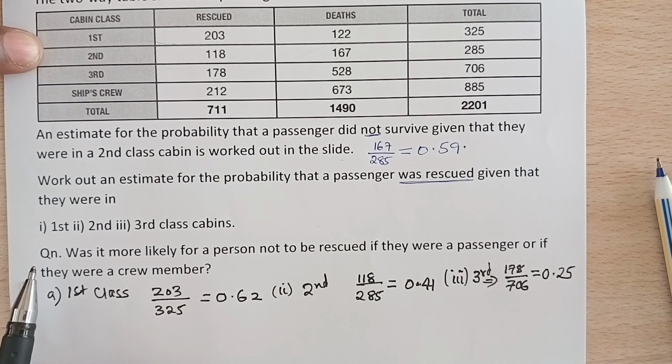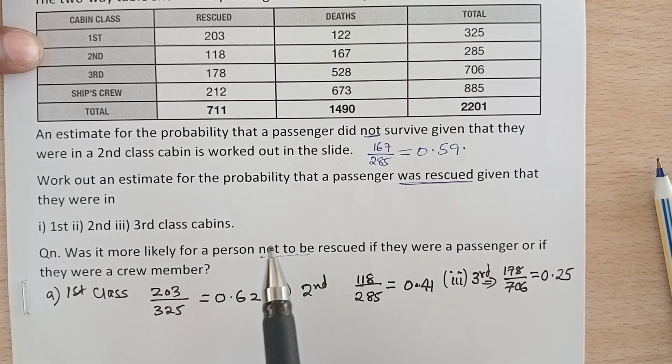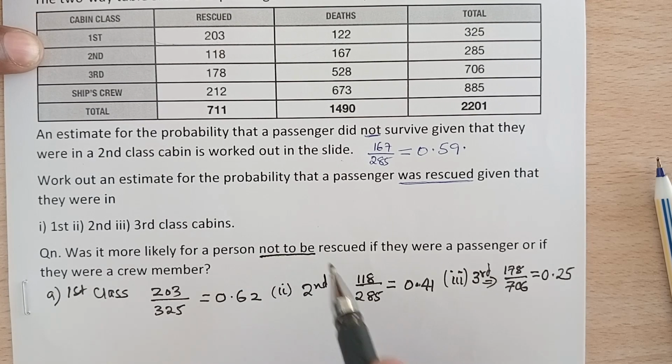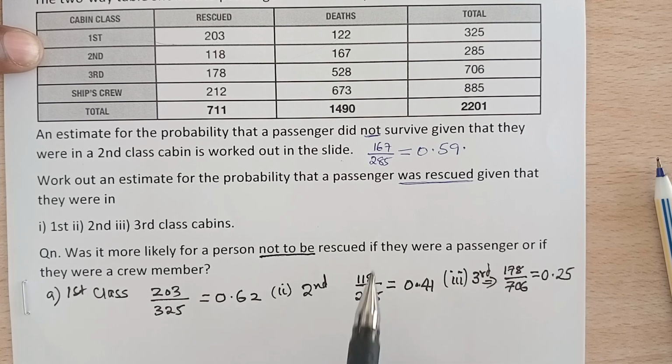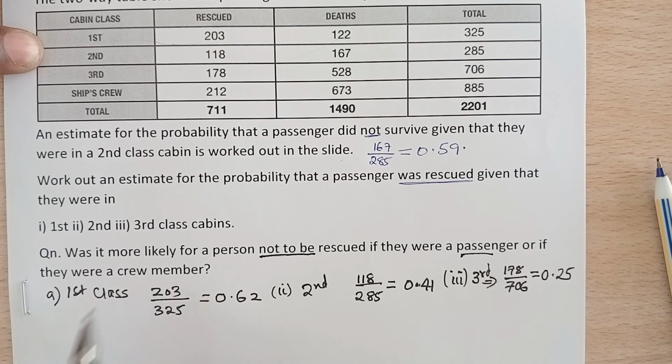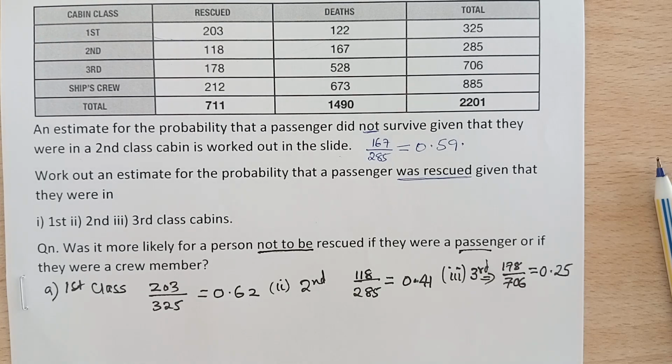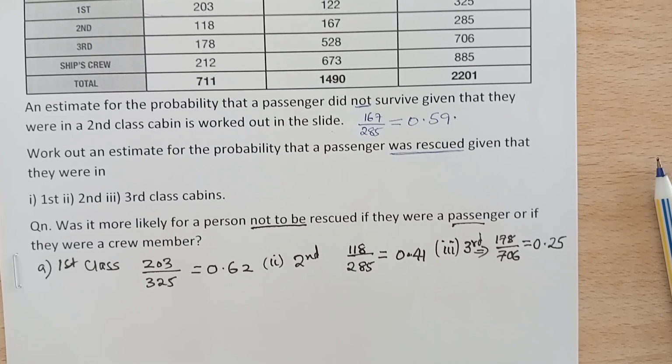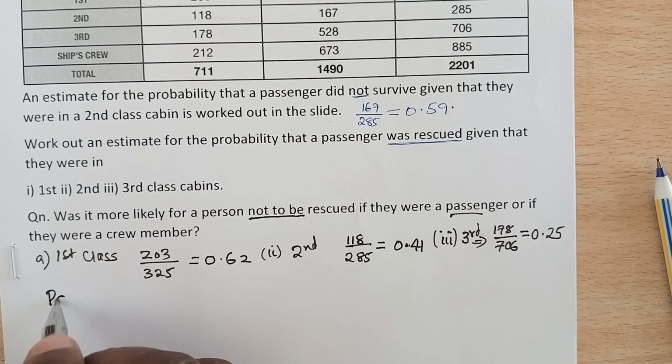Part B of the question, another question follows. Was it more likely for a person not to be rescued if they were a passenger or if they were a crew member? In this case, we just have to know how many passengers we had in total. Let's just have it here. How many passengers did we have in total?